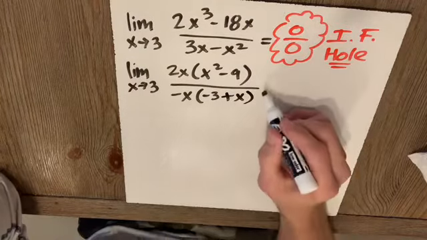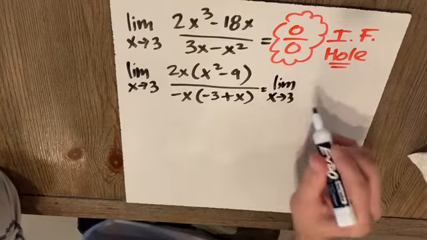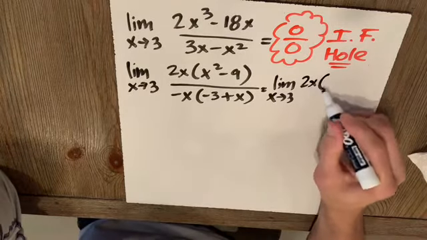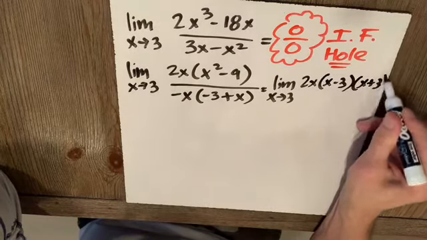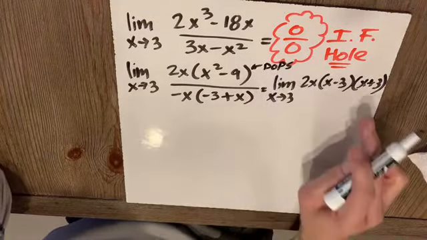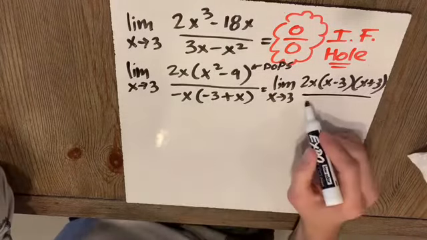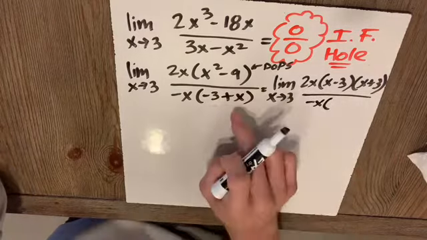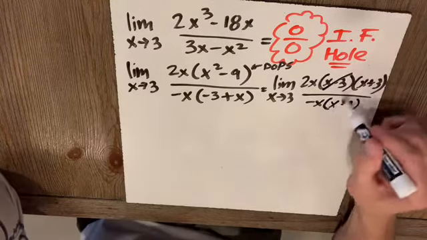Now, why did I do that? Because I could see one step in the future that this is going to be 2x times x minus 3 times x plus 3. I looked at this, I said, well, this is a difference of perfect squares. That's how I factored it, x minus 3, x plus 3. And if I take out a negative x, I'm left with x minus 3.